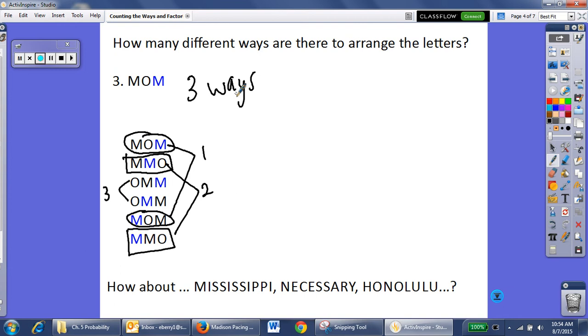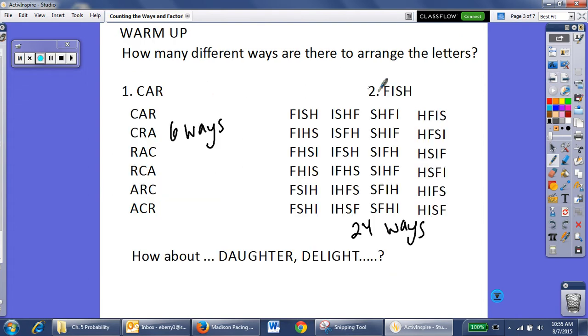So we're looking for some kind of connection, something that could make this easier for us, because now if we needed to think of how many ways there are to arrange Mississippi or necessary or Honolulu, it might take us a really long time to do this. So looking back here at car and fish, let me point out a couple of things. For car, there's 3 letters. So when there's 3 letters, there were 6 ways to arrange them. Think about any connection you can see between 3 letters and 6 ways, or the numbers 3 and 6. Now when there's 4 letters, there are 24 ways.